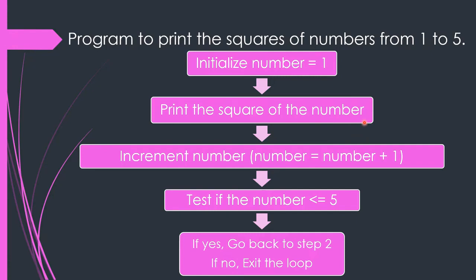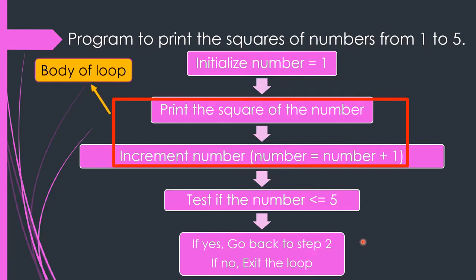This is the difference. There in the while loop, we were evaluating the test condition first, but here we are going to execute the statements first, and after this we will be evaluating the test condition. If the test condition is true, meaning yes, then we have to go back to step 2, and if it is no, meaning the test condition is false, then we have to exit the loop. So this is how the do while loop works.